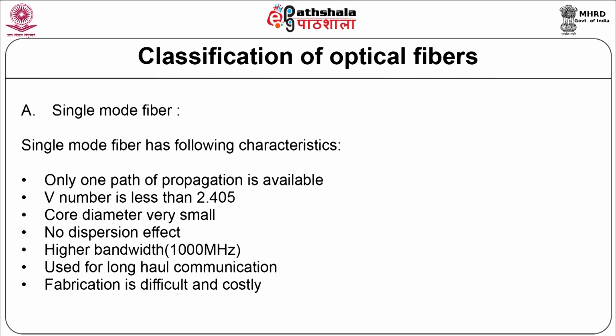Generally, V number is less than 2.405. Core diameter is very small, of the order of micrometers. There is no dispersion effect. Bandwidth is of the order of 1000 MHz. Generally used in long haul communication, that is, long distance communication. But the disadvantage is its fabrication is difficult and costly.